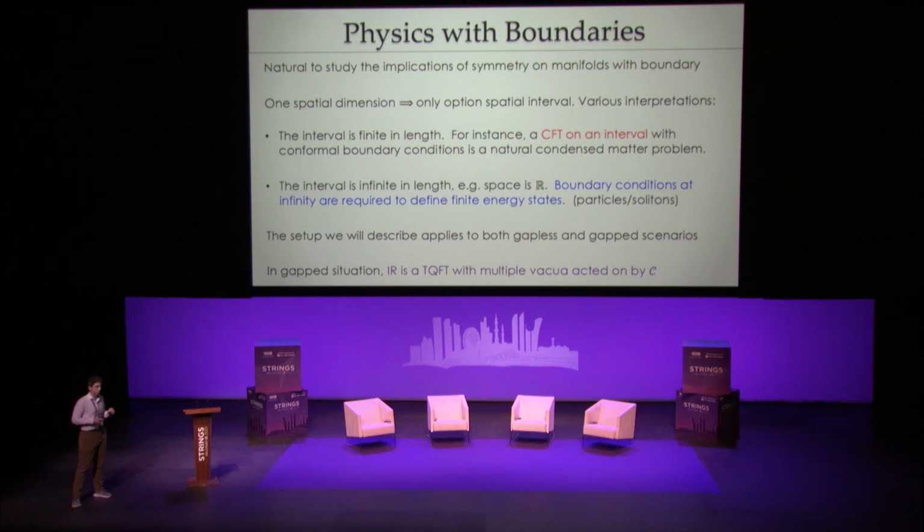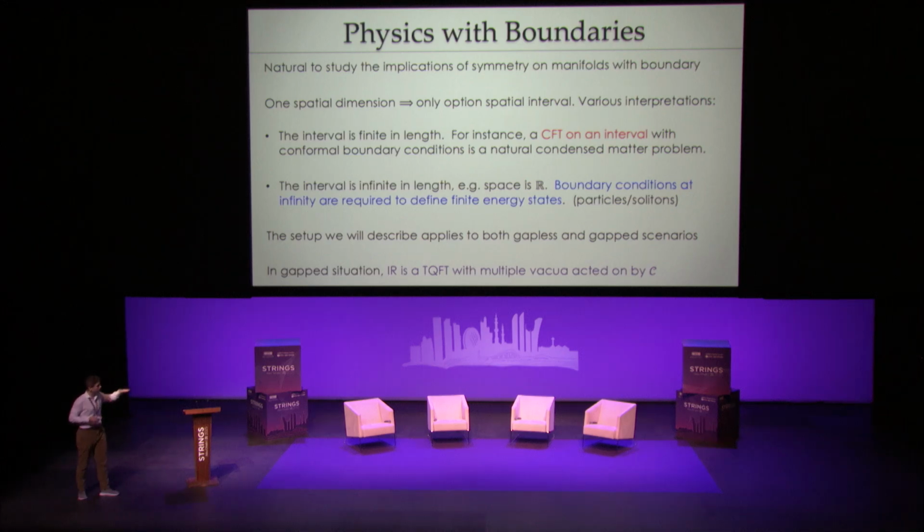Another natural setup where an interval is secretly living is when space is R. When space is non-compact, that's the setting for particle physics. In that case, you also secretly have an interval because you need boundary conditions at infinity to define finite energy states. Okay? So that's the context where you're talking about particles and solitons. And the setup that I will describe applies to both these scenarios, depending on exactly the words that you use. I'll focus, of course, on this gap situation, the particle and soliton case.